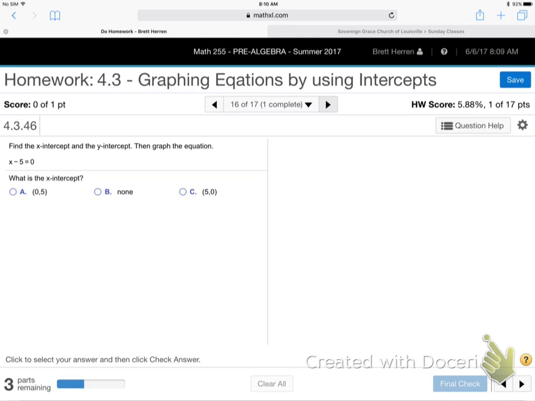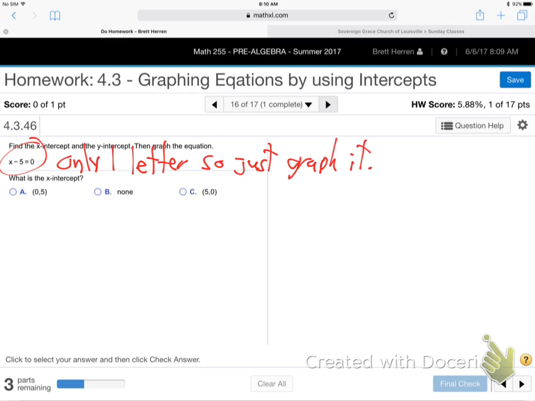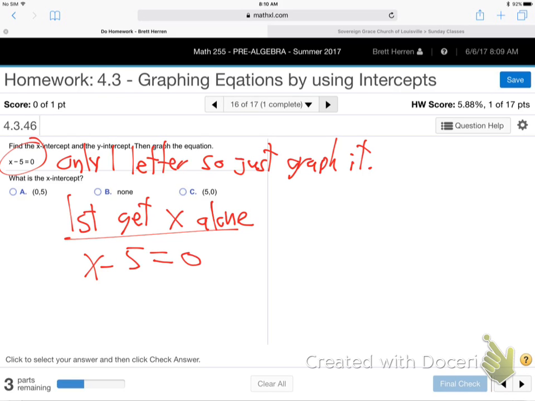Again, notice we have only one letter, so just graph it. In other words, don't worry about answering all their silly little questions. Just graph it. But let me help. First, get x alone. So you got that little equation, x minus 5 is 0. The first thing you've got to do is get x alone.